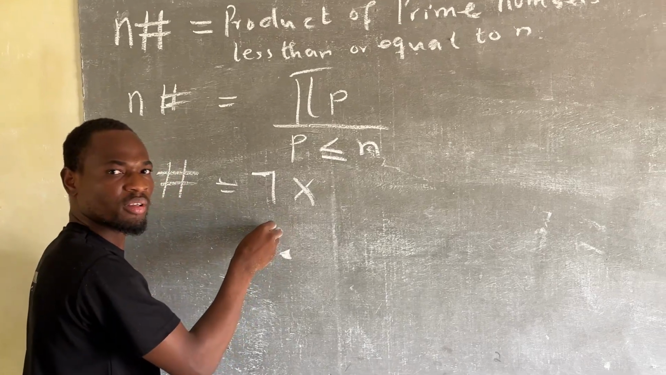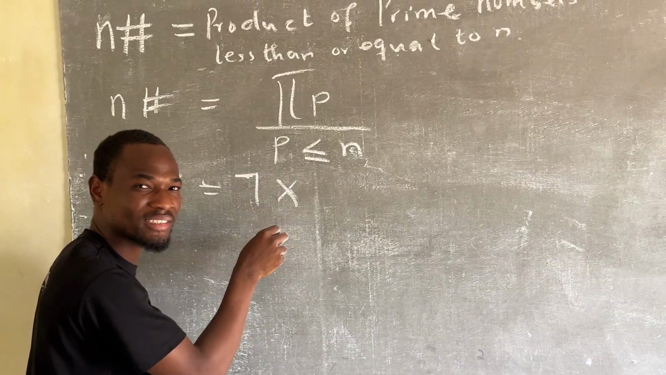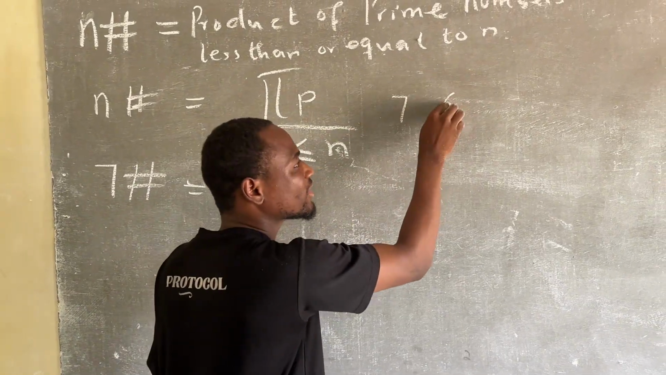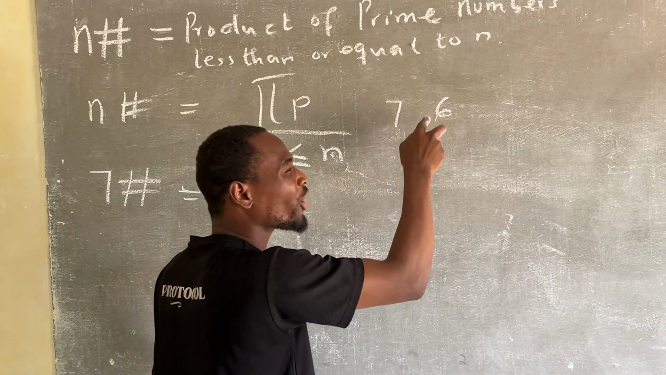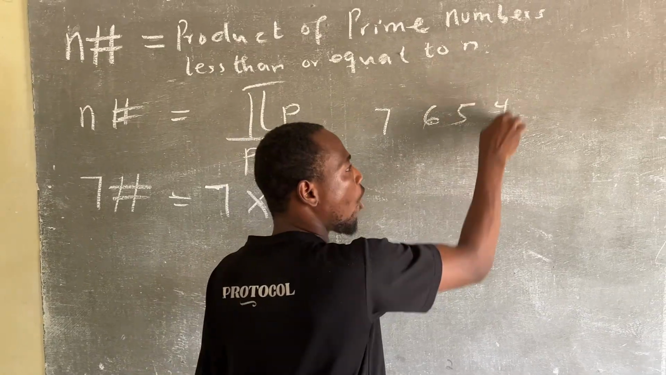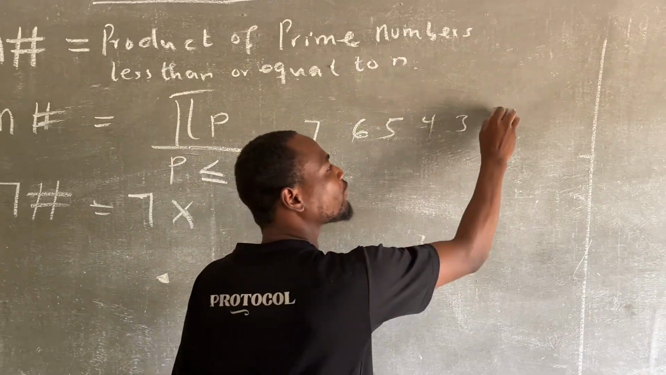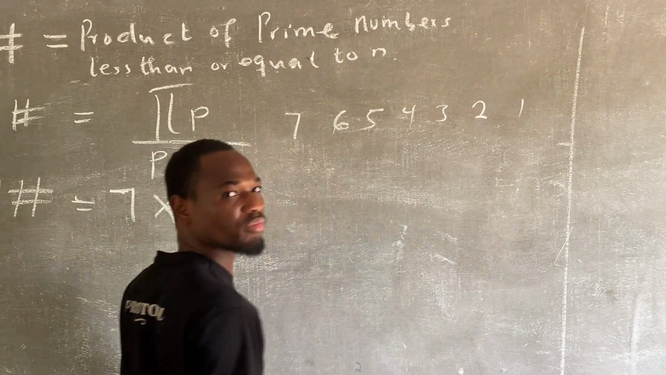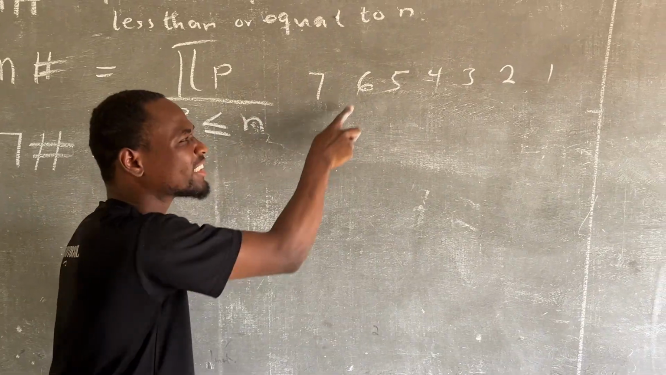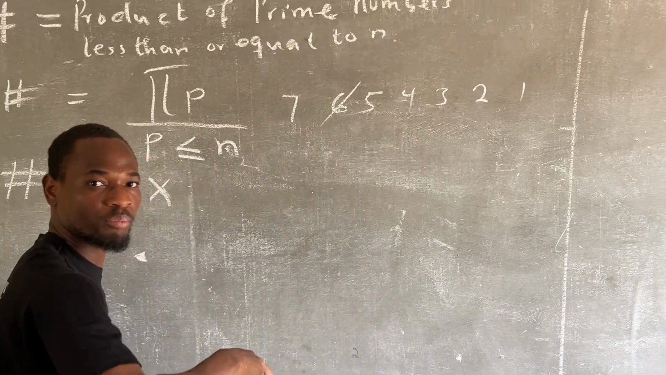If I decrease 7 by 1, I get 6. Reduce 6 by 1, you have 5. 5 minus 1, you have 4. 4 minus 1, you have 3. 3 minus 1, you have 2. 2 minus 1, you have 1. Then you ask yourself, the next number, which is 6, is it a prime number? 6 is not a prime number, so I'll discard 6. Then I'll move on to the next number, which is 5.